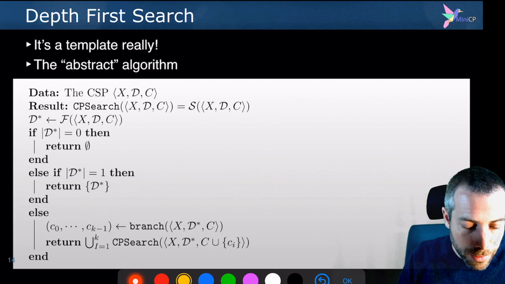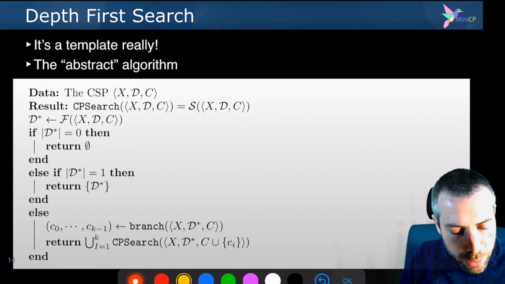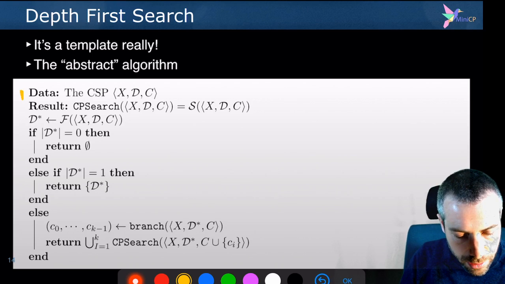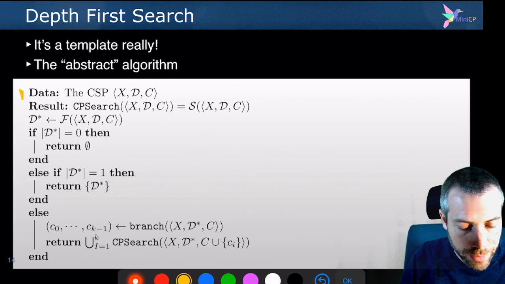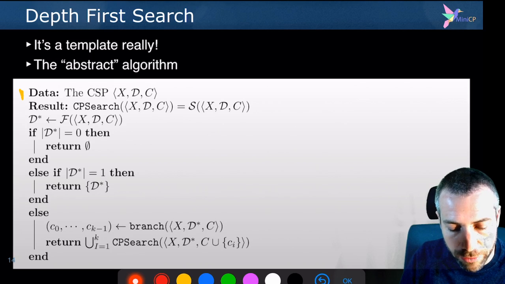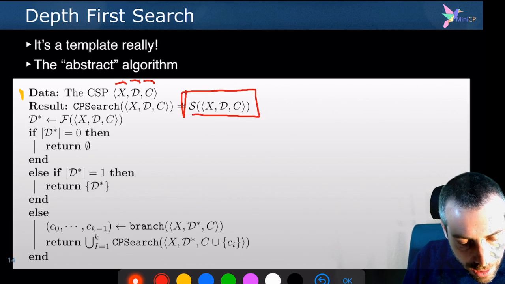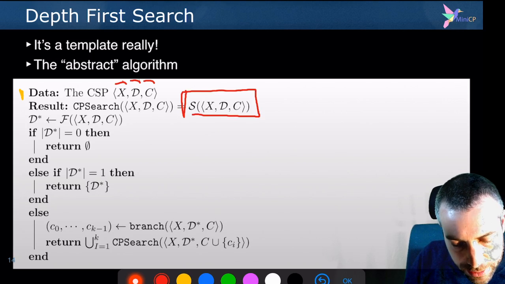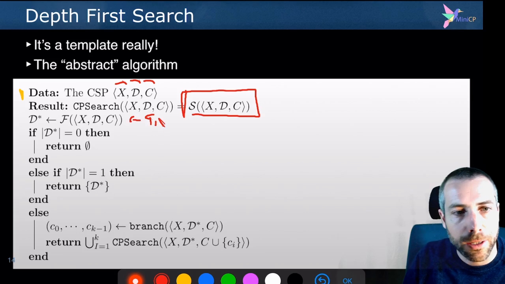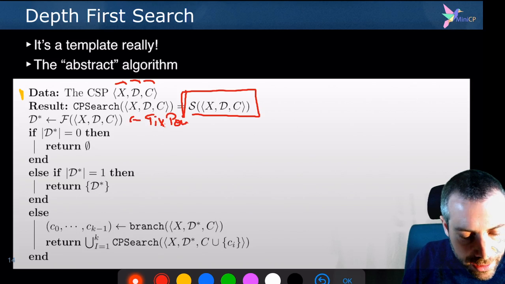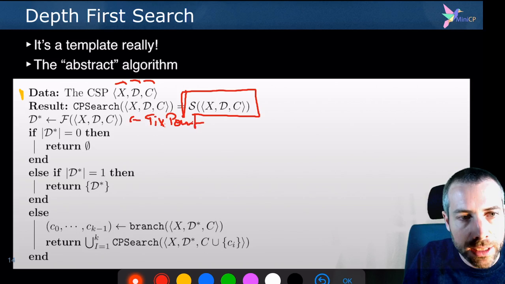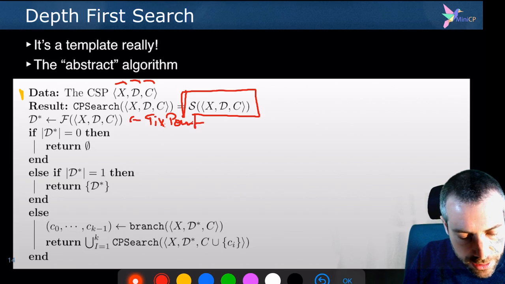This is the template, the pseudocode of the depth-first search strategy. In input, you have the CSP: the variables, the domains, and all the constraints. And as the result, this algorithm is producing all the feasible solutions. Here, what you do is that you propagate. This is a fixed point propagation. You call the fixed point, and you get as output the new domains that we indicate here with a star.